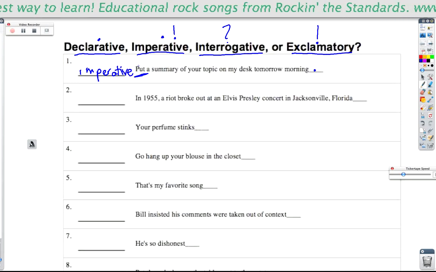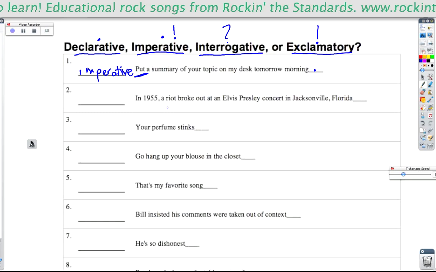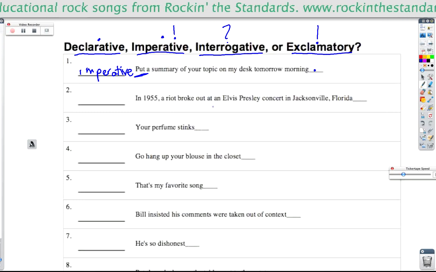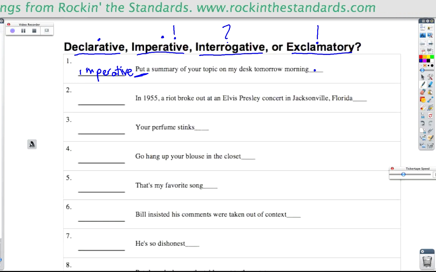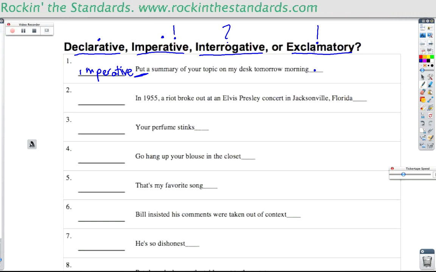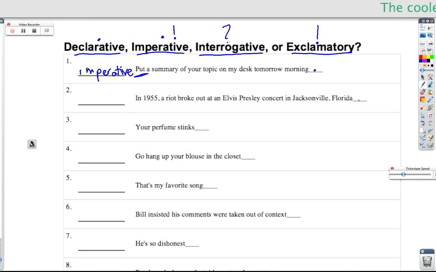All right, number 2: "In 1955, a riot broke out at an Elvis Presley concert in Jacksonville, Florida." Let's go through each one of these that are wrong first. Is this an exclamatory sentence? Are we yelling this sentence out? No, not something we'd yell. Is it asking a question? Are we asking if this riot broke out? No, it's just saying that it did. Is it giving a command? Are we commanding someone to do this? No, it's just making a statement. It's a declarative sentence. It needs a period at the end, and then we're going to fill in declarative.